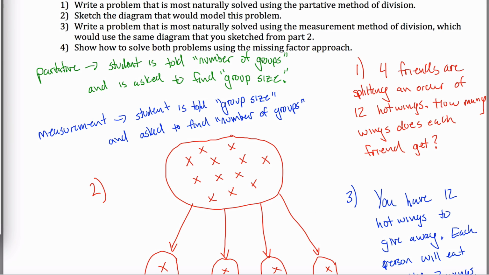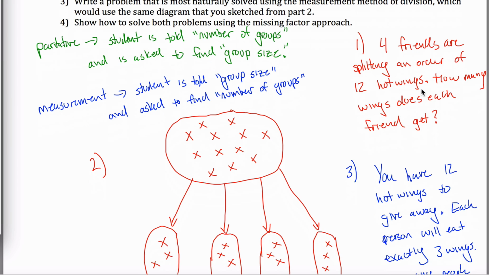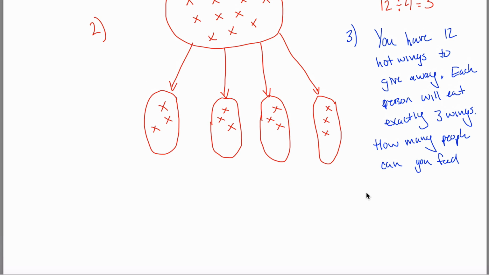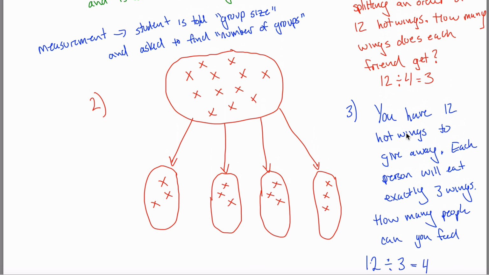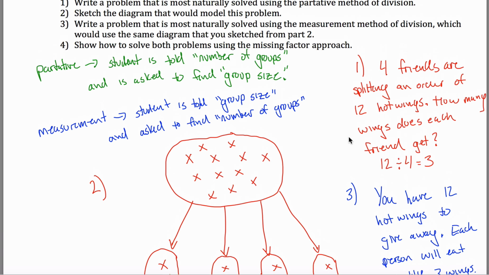And maybe I should write these up. In this problem, 4 friends are splitting an order of hot wings. So I'm doing 12 divided by 4, and getting 3 is my answer. For number 3 here, what I'm doing is I'm taking 12 and I'm dividing it by 3 because each person will get exactly 3, and I'm getting 4 as my answer down here. So that talks about an example, anyways, of the difference between the measurement and the partitive method.